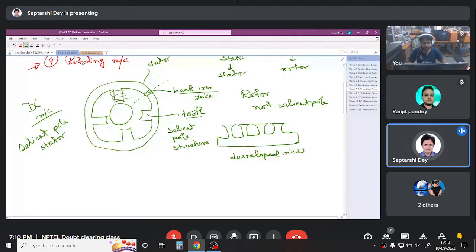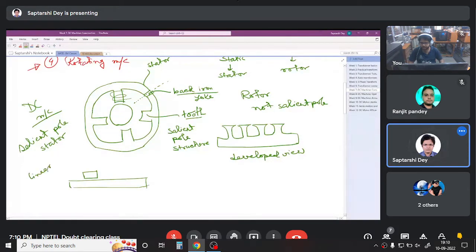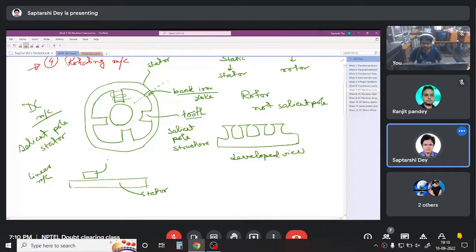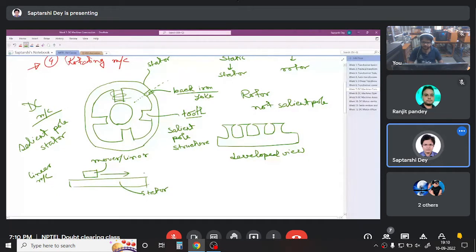Developed view of a motor. And there are linear machines also which do not rotate. Say you have a stator like this and a small part, and when we talk about a linear machine, this stator does not move as usual, and since this thing does not rotate, it only moves. Sometimes it is called a mover, or linear, since it goes linearly, and it just runs on it.